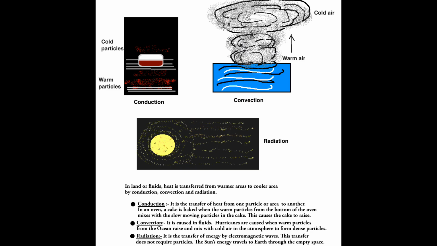2. Convection. It is caused in fluids. Hurricanes are caused when warm particles from the ocean rise and mix with cold air in the atmosphere to form dense particles. 3. Radiation. It is the transfer of energy by electromagnetic waves. This transfer does not require particles. The sun's energy travels to Earth through the empty space.